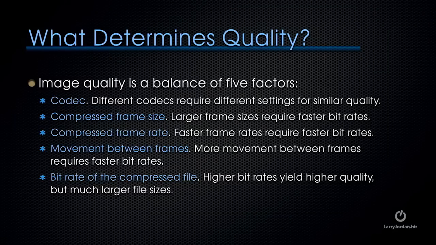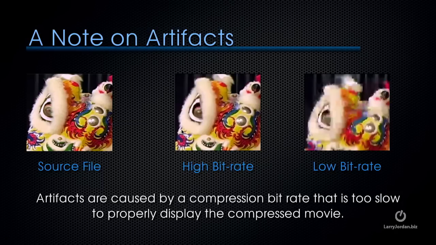So if your goal is to compress something to be really, really small, think of an animated GIF that goes onto a web page, you want to have as much not move as possible, which means that you can compress to a smaller file size. Maybe the background remains the same and you're only modifying the text. Movement between frames is a sleeper because that's the one thing that really drives up bit rates. Then we have the bit rate of the compressed file. Higher bit rates yield higher quality, but much larger file sizes. This is another really important picture, artifacts.